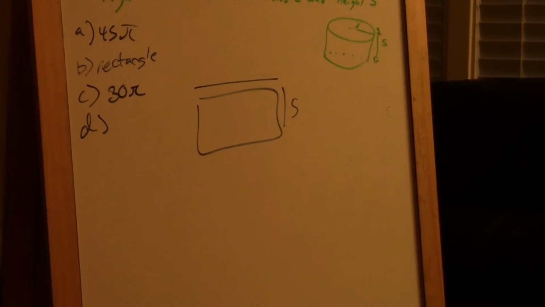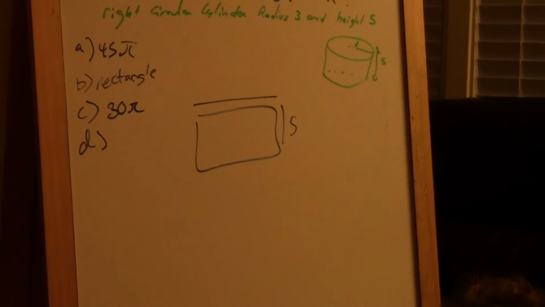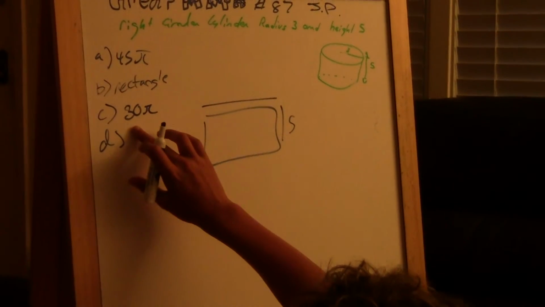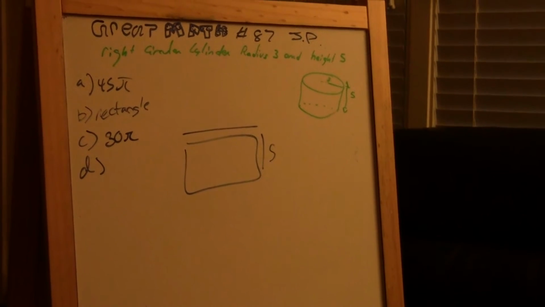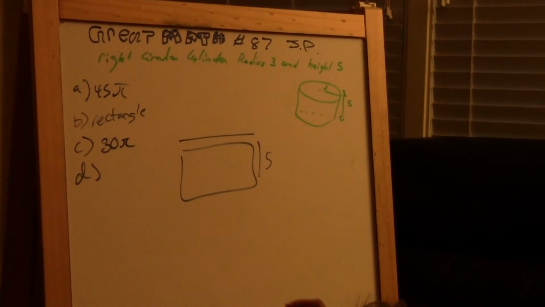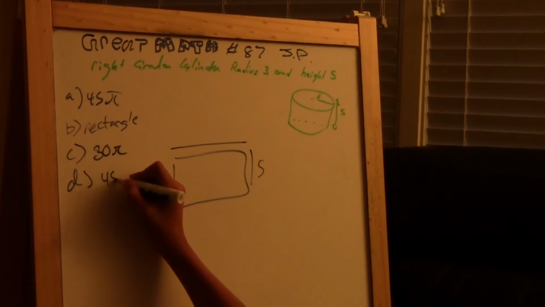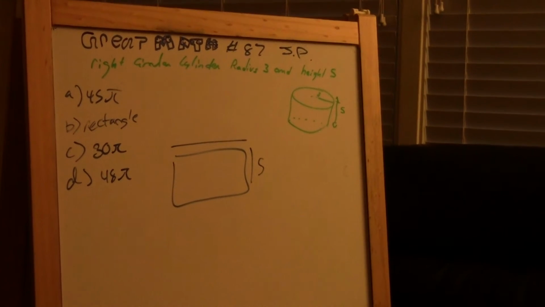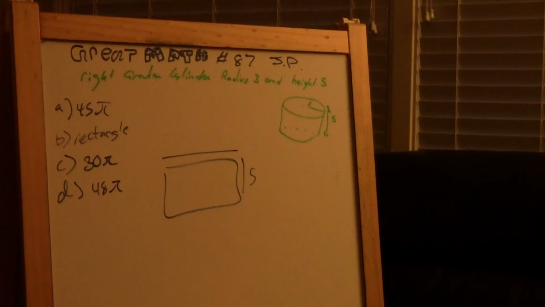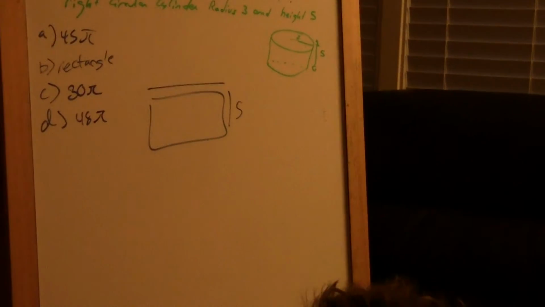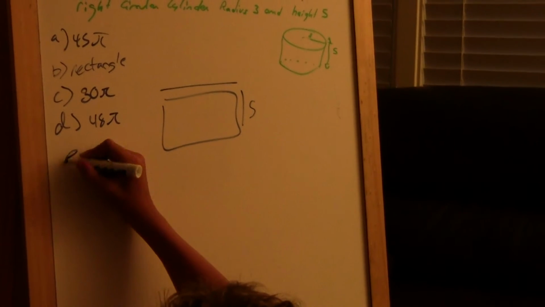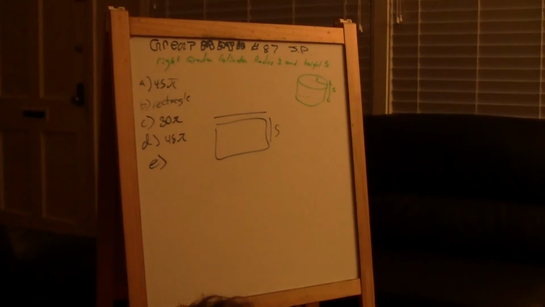D is, what is the total surface area of the cylinder? So that's pretty much this plus the area of the circles. The area of one of these was, if I am not mistaken, 9 pi. So that would make a whopping 48 pi as the entire surface area. That's for 2 circles, 9 pi plus 9 pi. Now E, our final question.